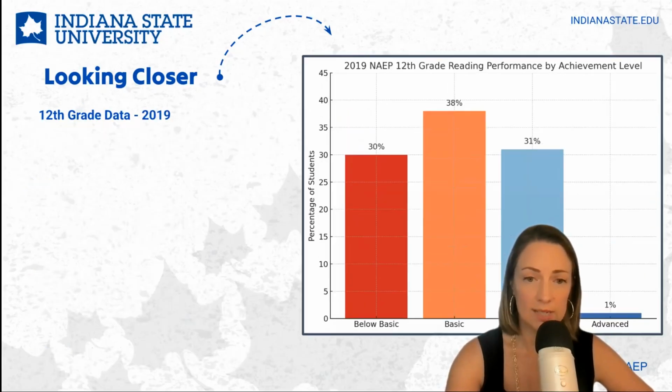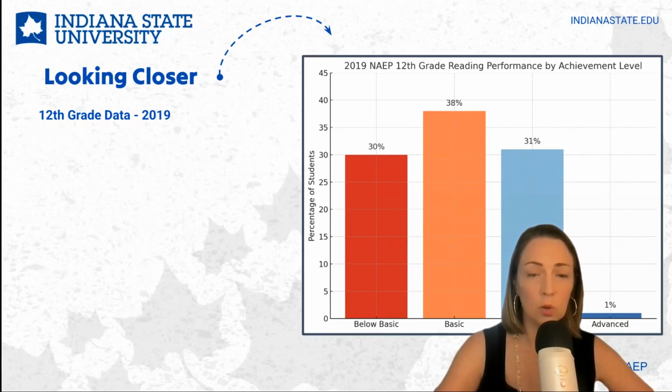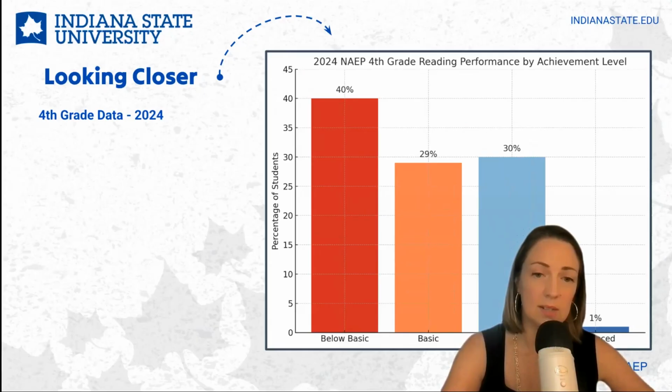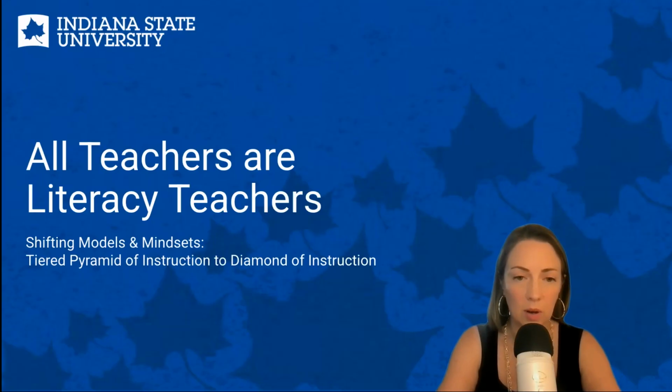Here's the 12th grade data, and you can see that it's very similar, but we have even fewer students reading at the advanced level, but more in that basic category. And then here's our fourth grade data, with almost 40% of students being significantly below grade level and needing intensive intervention. So this really is going to frame up our conversation about how all teachers have to be literacy teachers.